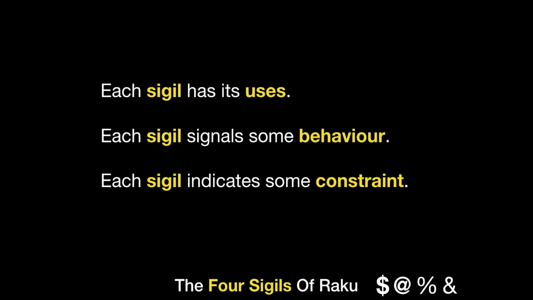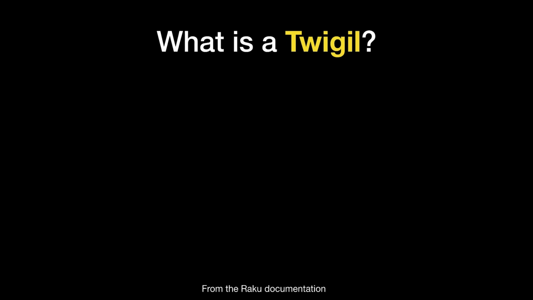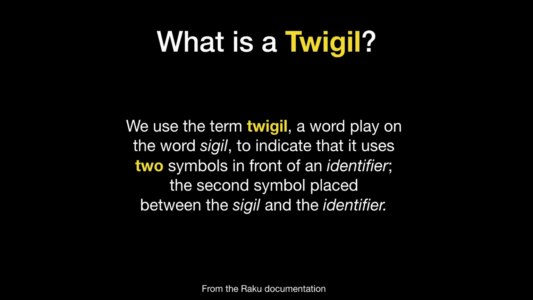So enough about sigils. Let's have a look at twigils. So what is a twigil anyway? Well, we use the term twigil as a wordplay on the word sigil to indicate that it uses 2 symbols in front of an identifier. The second symbol is placed between the sigil and the identifier. This is actually a definition more or less given by our good Larry Wall when he introduced the twigil.